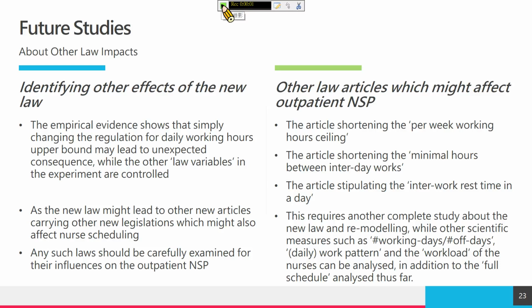For example, currently, we also found that things like the per week working hour ceiling and the minimal hours between two interday works have been changed in the new law in Taiwan. So too the rest time that is required between two work shifts in a day. This means a request for another study about the new law and a complete remodeling work. If another model is established, the decision analysis which follows can use several frequently used measures to analyze and make the comparisons.